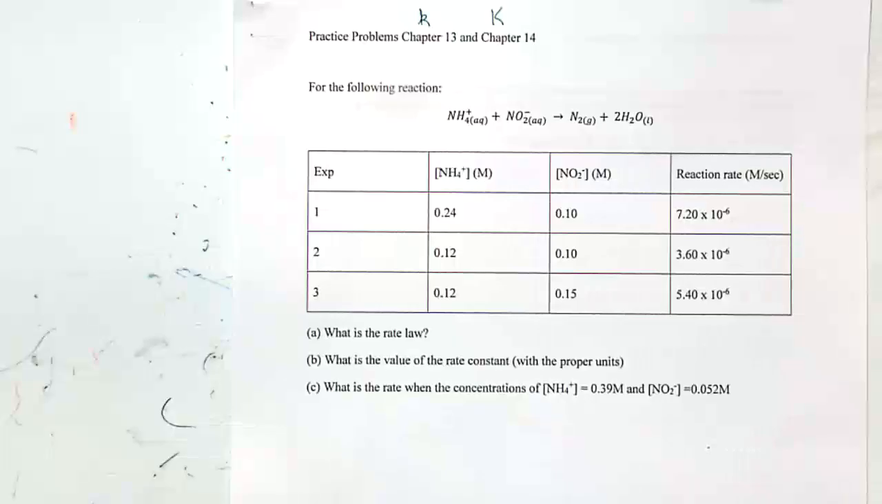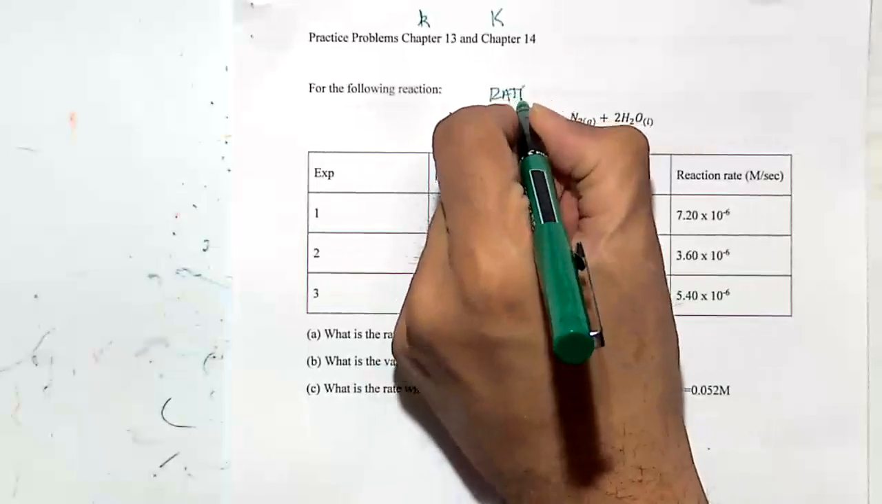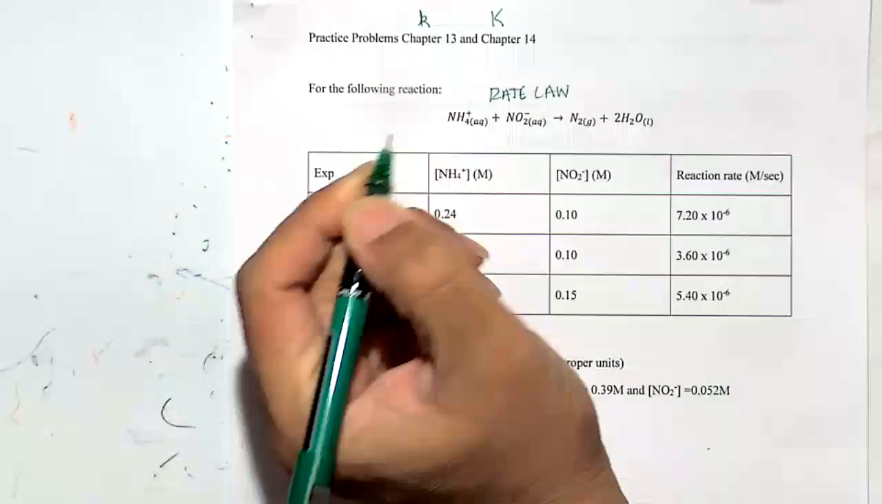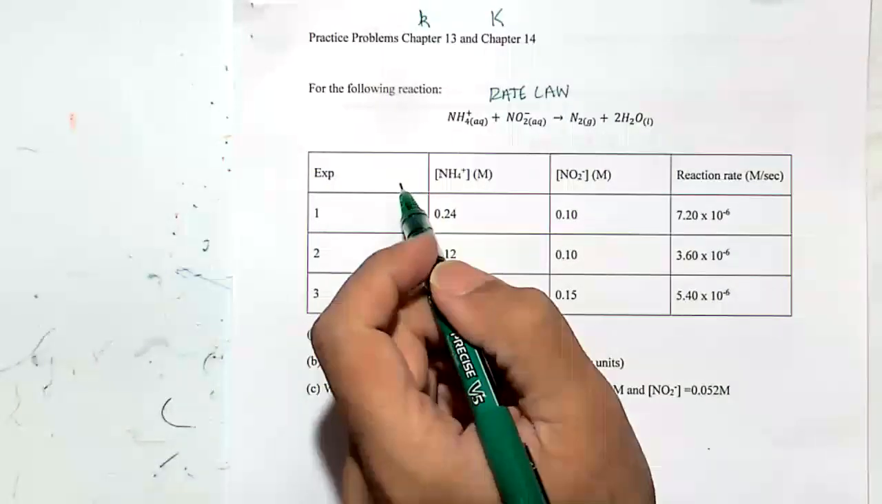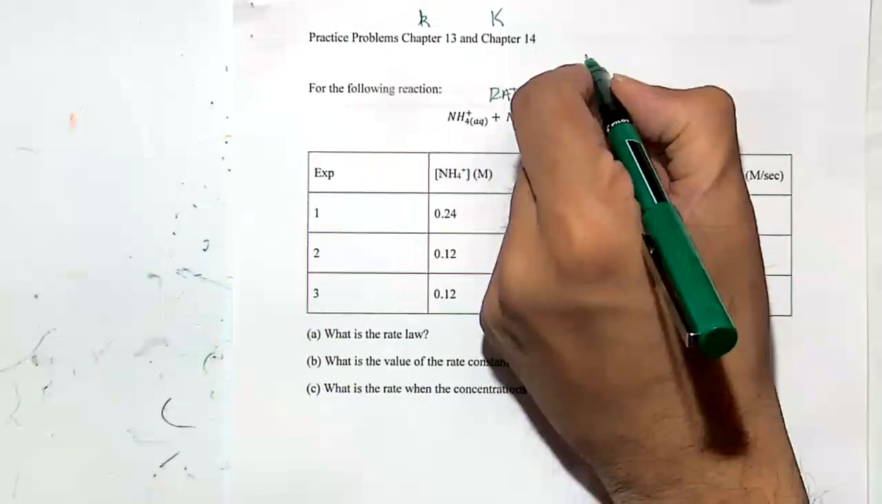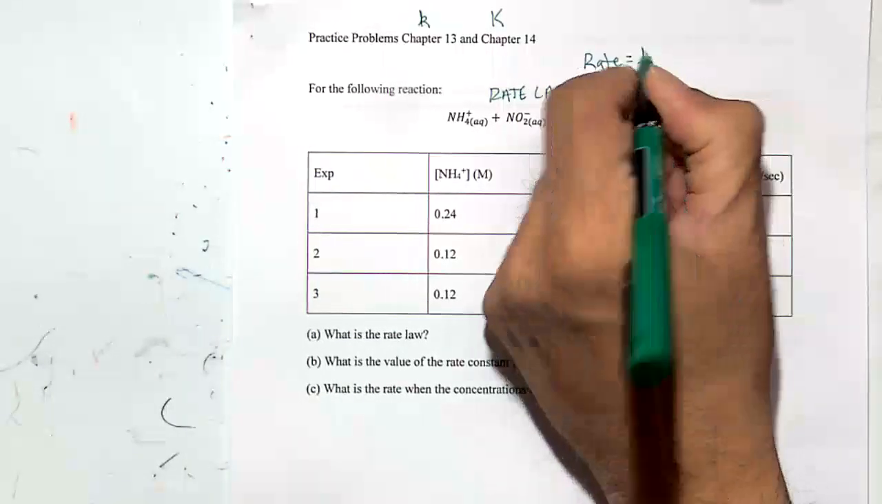So the first thing we talked about in chapter 13 was something called the rate law. All right, so a question on the test is: what is the rate law? It's going to be in this form. Rate is equal to K.